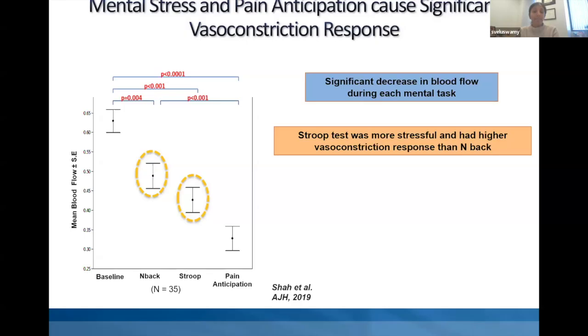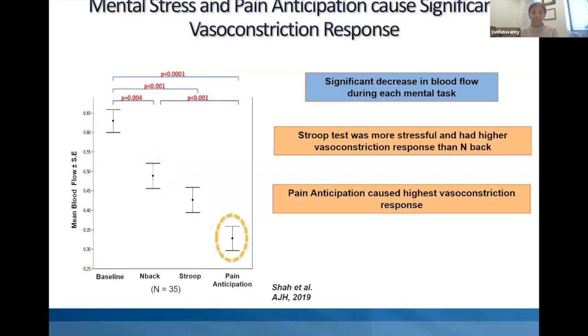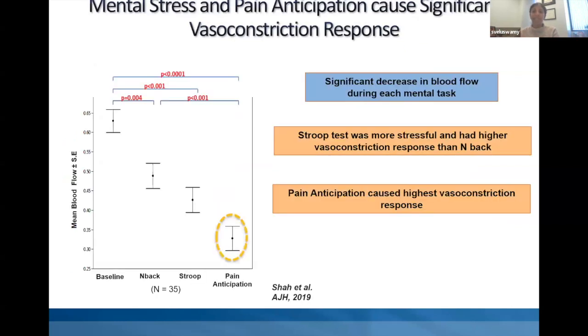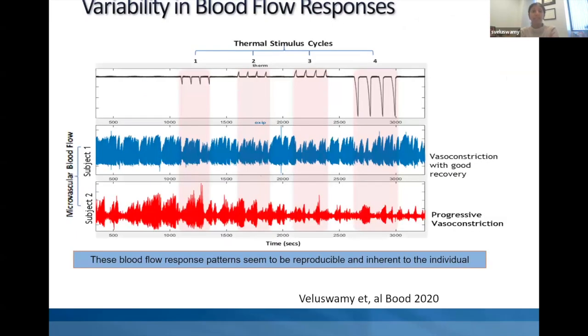And then one of the other challenges that we did was we would tell subjects that we had a thermode attached to their arm, and we would alert them, hey, you might start feeling a pain pulse coming soon, but the pain was never actually delivered. So the anticipation of pain was actually the one that caused the greatest vasoconstriction response, or the greatest decrease in the average blood flow. So this definitely drew the link between mental stress and anxiety and how it might impact microvascular blood flow in patients with sickle cell.